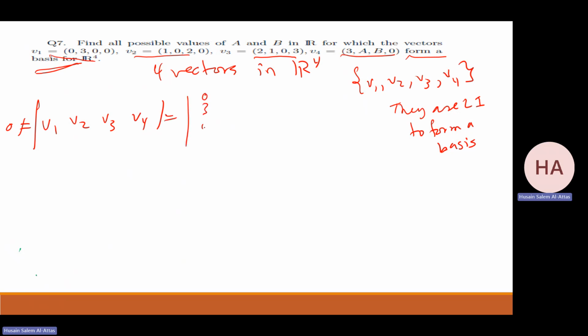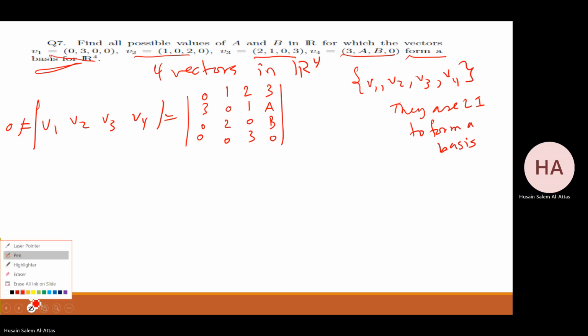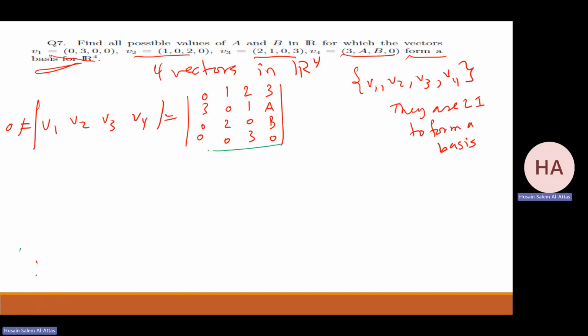That is 0, 3, 0, 0, 1, 0, 2, 0, 2, 1, 0, 3, 3, A, B, 0. Very clear. Which row will I take? I'll take the third row. I take the fourth row because it has the most zeros, right? Or maybe the first column is better. Instead of the fourth row, I take the first column.